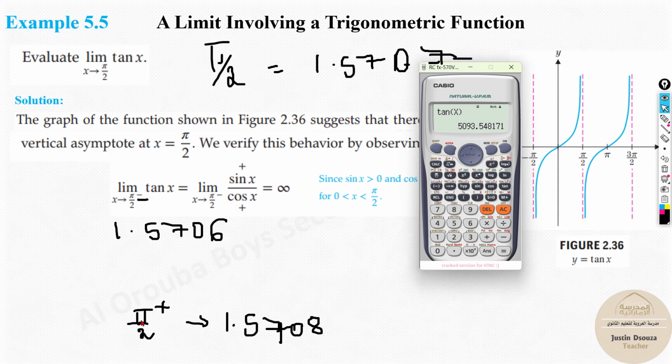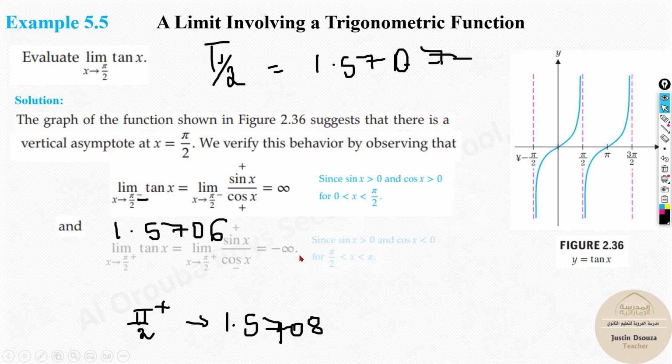Now, what about the other side? This is for the negative limit. What about the positive limit? Tan x, calc at this number, 1.5708. And what is the answer you're getting? It's a huge negative number. That's why here we will have negative infinity, upside we will have positive infinity.